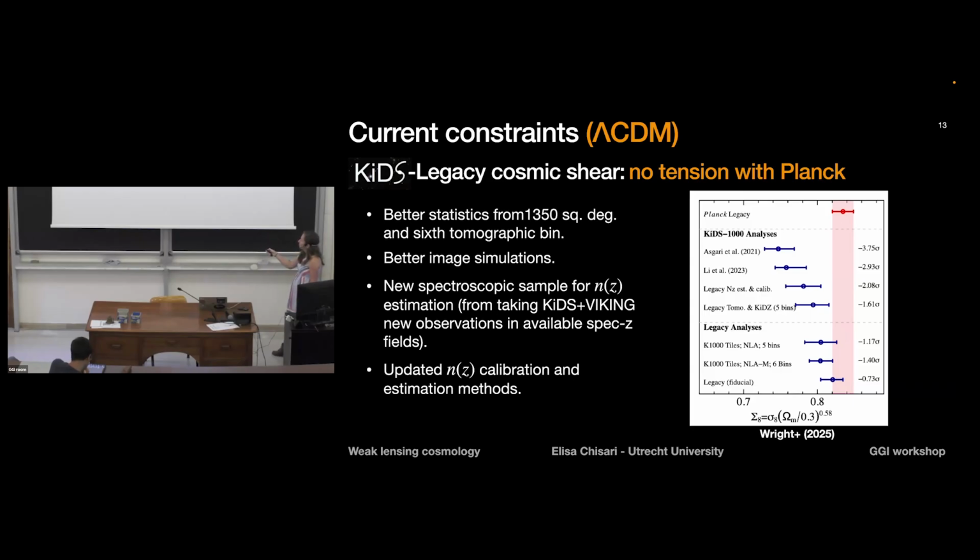Now we're at minus 1.4. And then in our fiducial legacy analysis, which is now much bigger because it's 1350 square degrees, we get a tension that is minus 0.7. So from here to here is just more area, okay? So no tension with Planck. This is the list of things that we've improved since KiDS-1000. And there's nothing in the modeling that has really changed. It's all really statistics and photo-z.